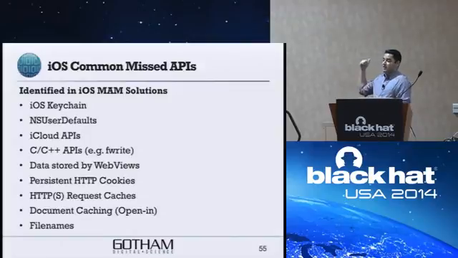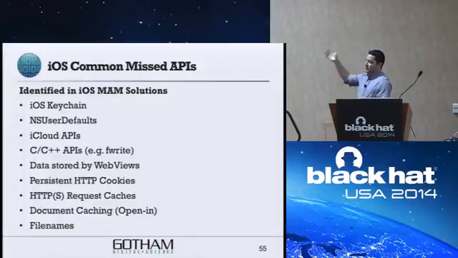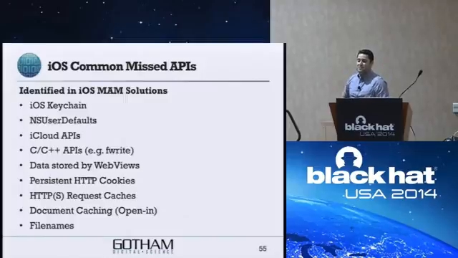Web views: you've got HTML5, SQLite data, local storage, all that stuff. It might be common to see that they didn't take those into consideration. Persistent HTTP cookies: you're creating an NSURLRequest, and then suddenly a persistent cookie gets set by your main organization's SSO service. That persistent cookie, which is like the keys to the kingdom, could be stored in plain text.